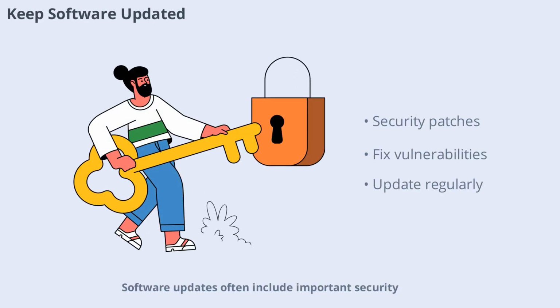Software updates often include important security patches that fix vulnerabilities hackers might exploit. Ignoring updates can leave your devices exposed to attacks. Make it a habit to update your operating system, apps, and antivirus software regularly. This simple step can go a long way in keeping your information safe. Next, we'll talk about the dangers of public Wi-Fi and how to use it safely.